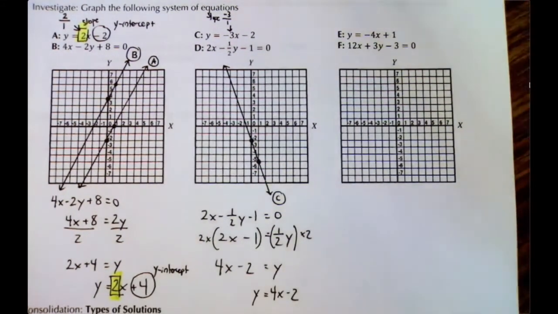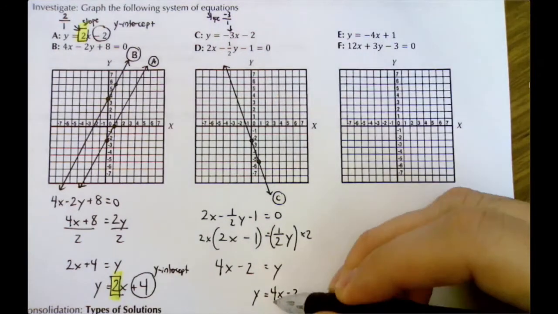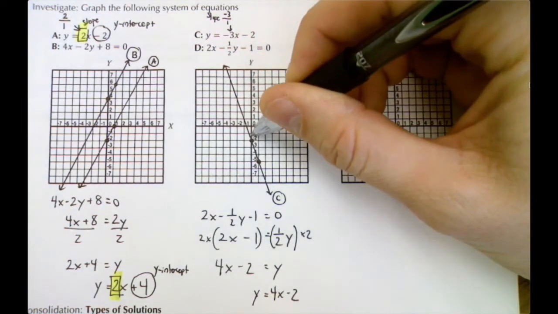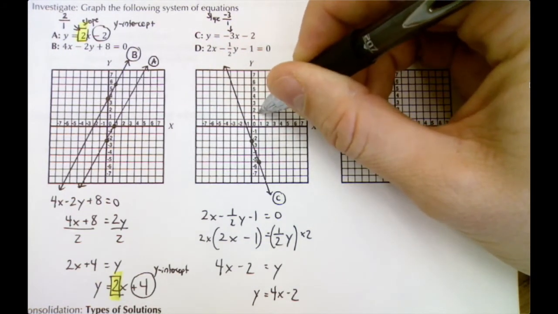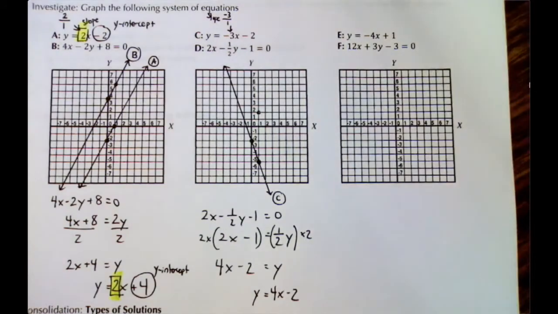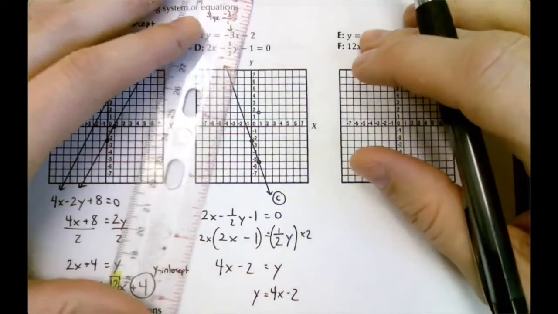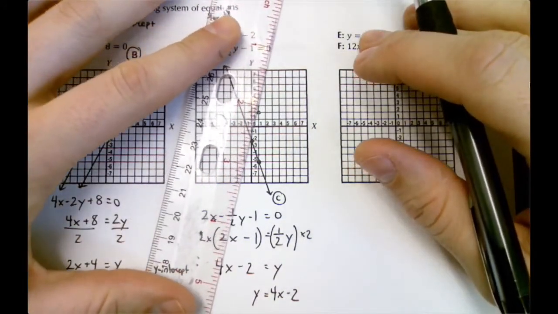So now we're going to graph our equation y equals 4x minus 2. So start at our y-intercept negative 2. A slope of 4 means a rise of 4 and a run of 1. So starting at negative 2, we're going to go up 1, 2, 3, 4, over 1. We got another dot. Use our 2 dots to draw a line.